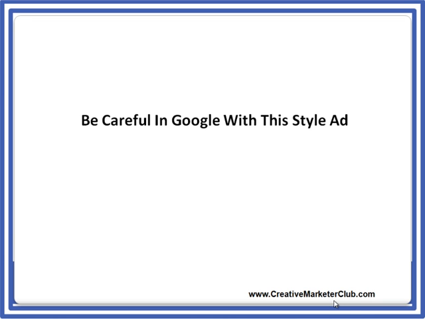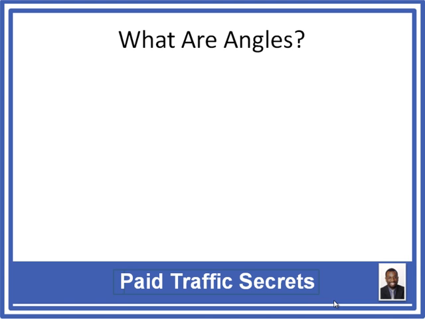Now, the key is to be careful in Google with this style of ad. When you're using very, very specific numbers in Google, you've got to make sure that you can back it up. One of the things Google doesn't like is if you make a claim that cannot be backed. In any ad, you don't want to make false claims, but Google is going to be more strict on using numbers and things of that nature.